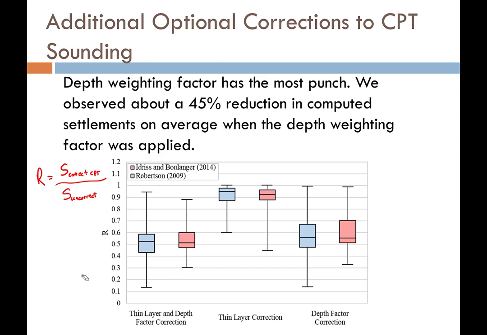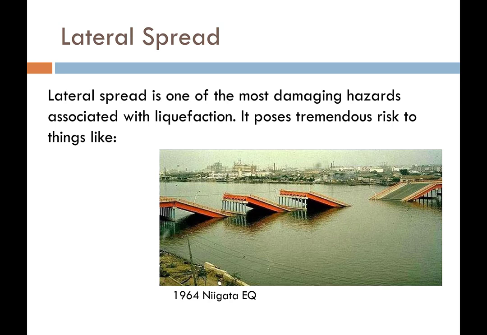If all I did was a thin layer correction, we reduce the predicted settlements by less than 10% on average. And if I do them both, we reduce the predicted settlements by about 50% on average. So, 45 to 50%. So you can see then the effects of doing these optional CPT corrections to the soundings before you analyze them. Okay, let's move on to lateral spread.